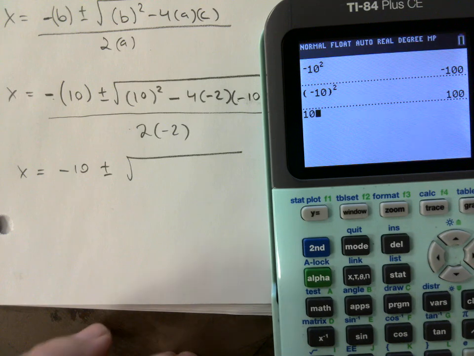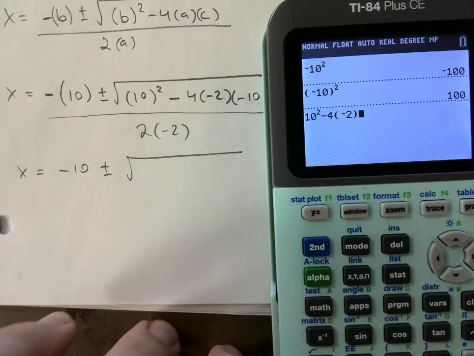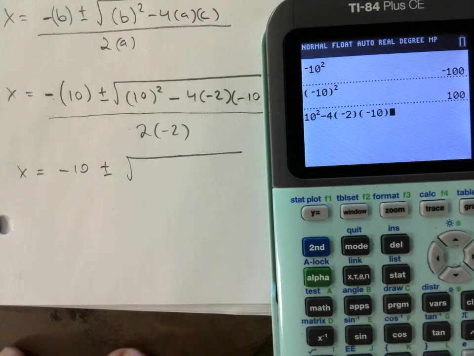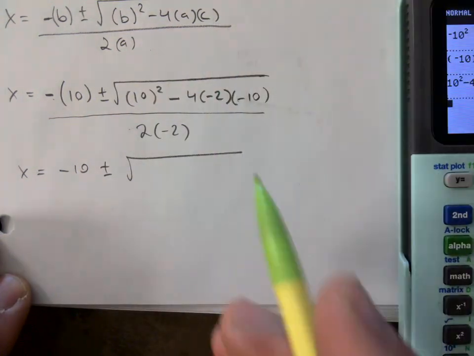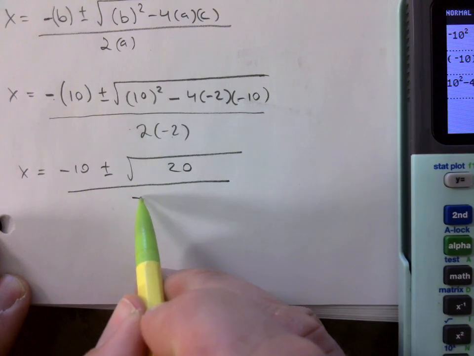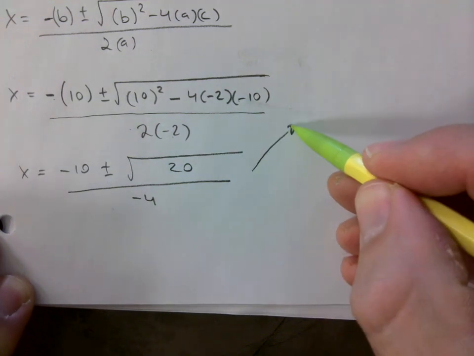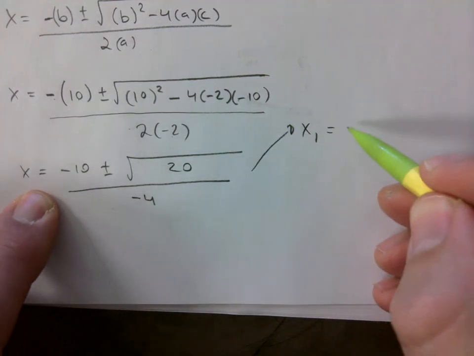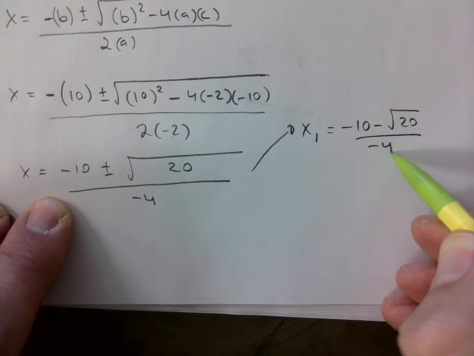Anyways, let's do this again. Minus 4 times negative 2 times negative 10. I get 20 inside my root, okay? All of that over 2 times negative 2 is negative 4. At this point, you can branch off, okay? You can say that the first root is negative 10 minus root of 20 over negative 4.